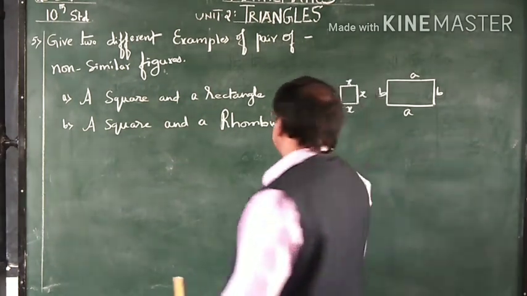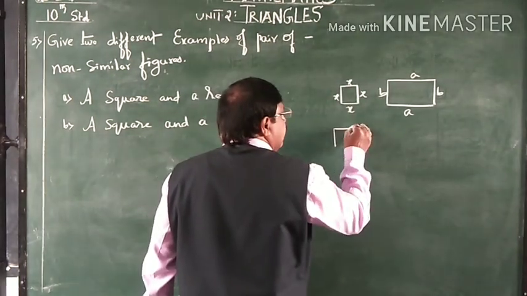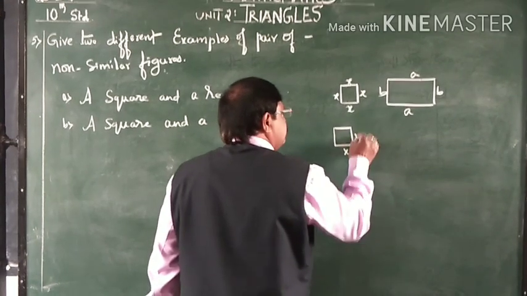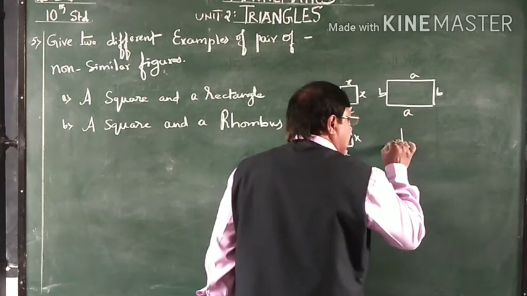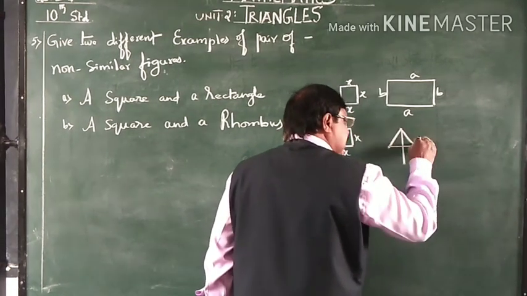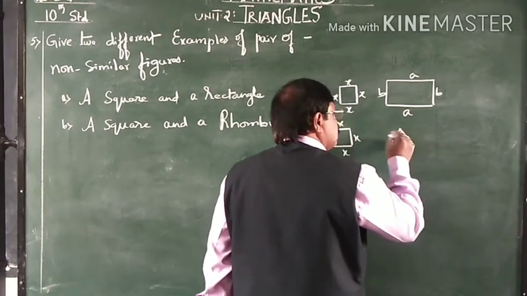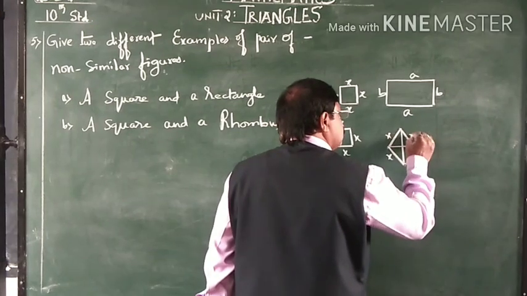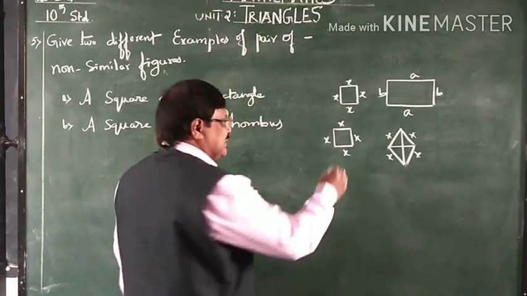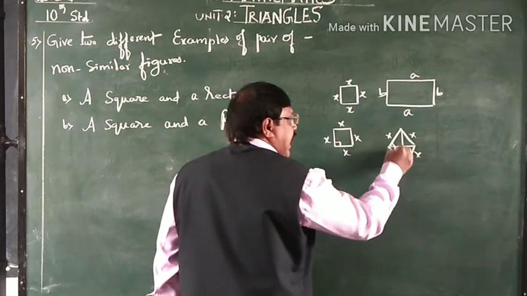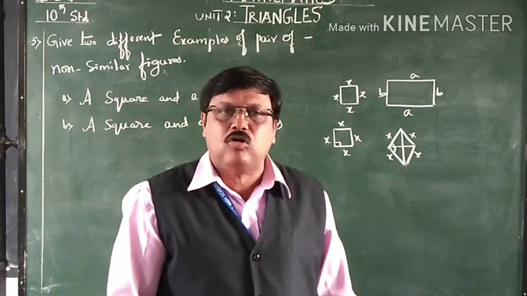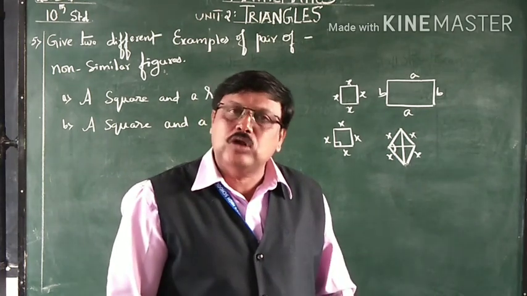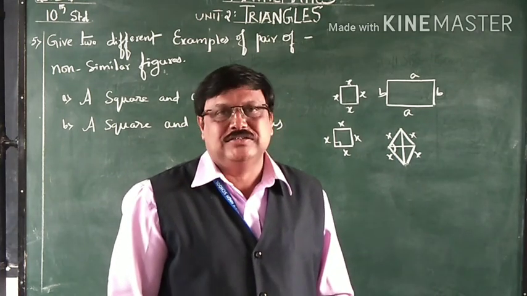Take a rhombus with a square, in which all the sides are equal. In a rhombus also, all the sides are equal, but having different angles. Angles are not equal. Corresponding angles are not equal. So they are non-similar figures.